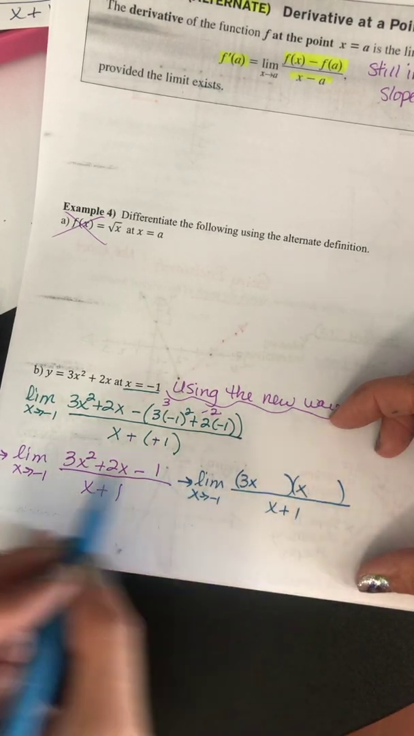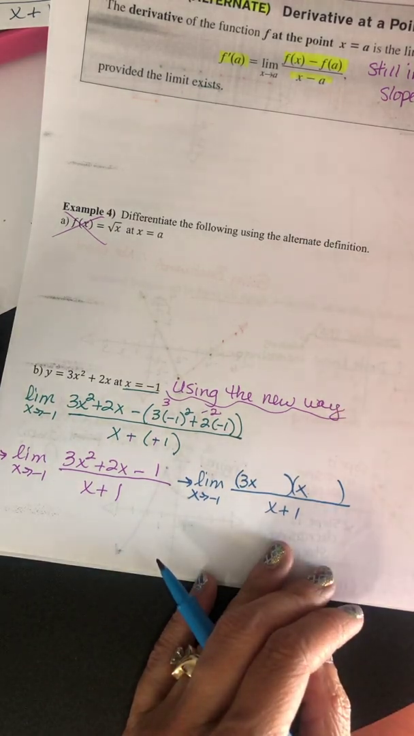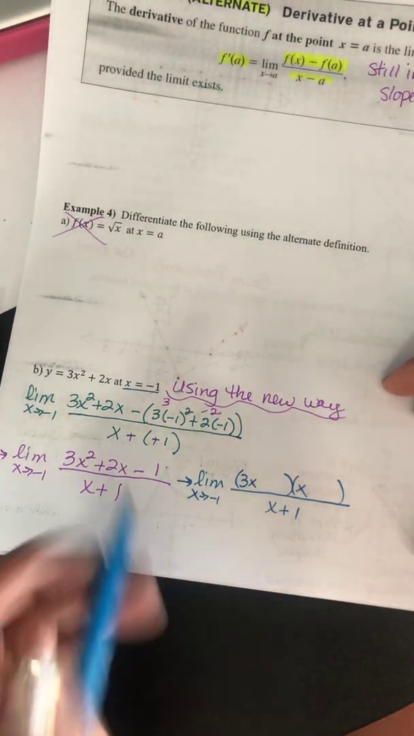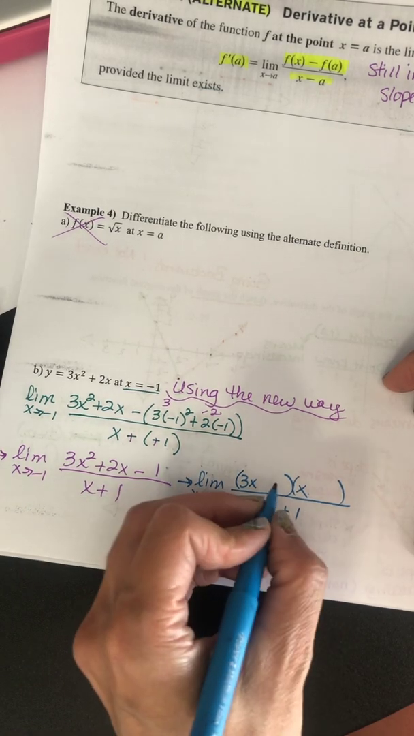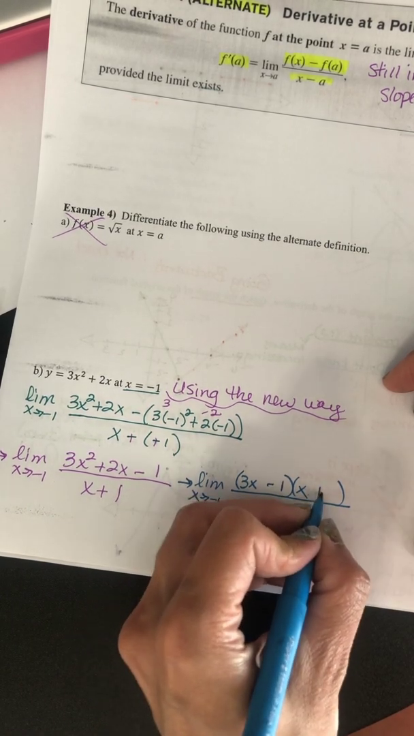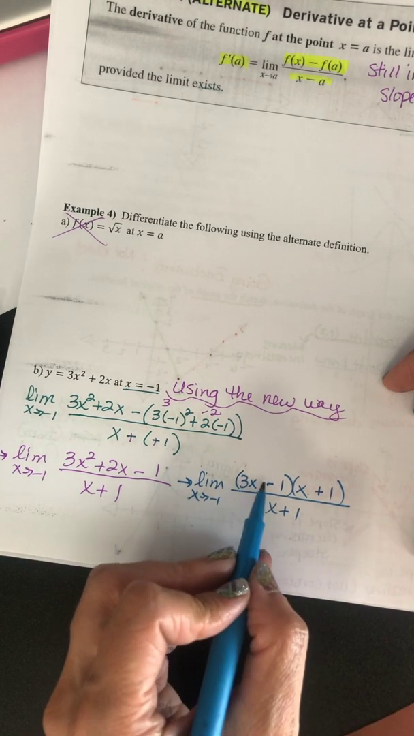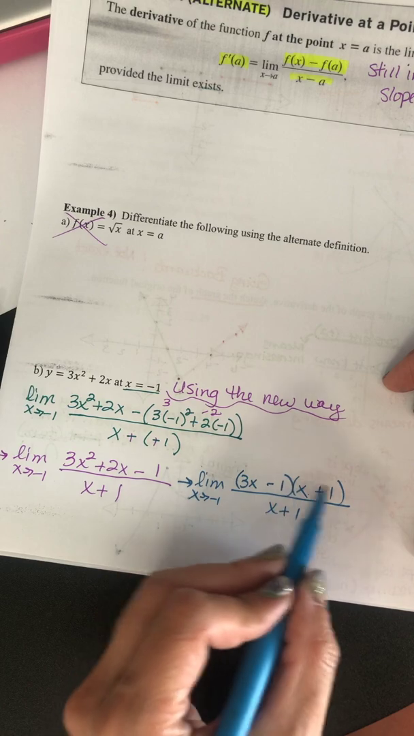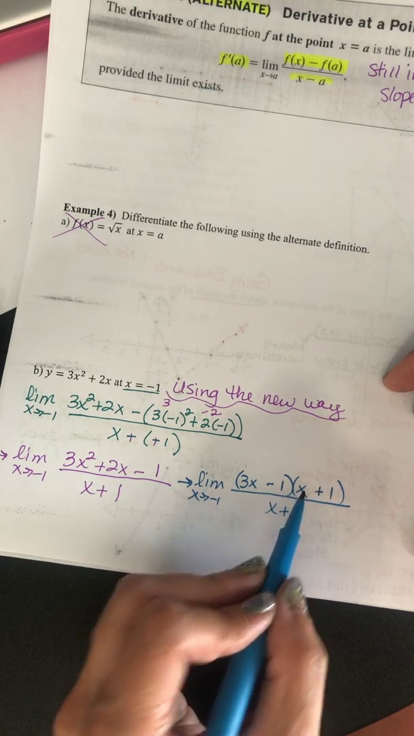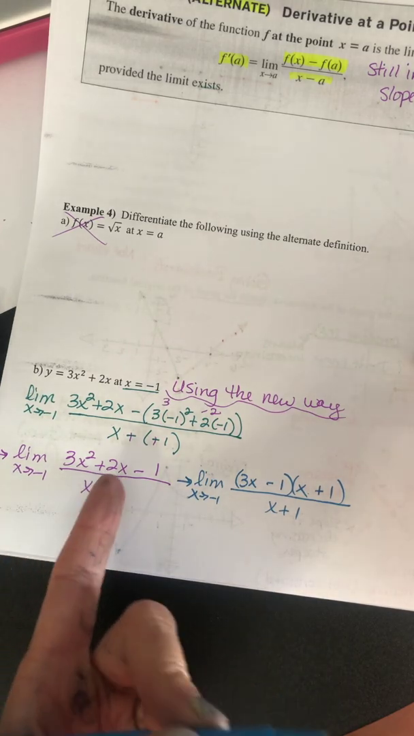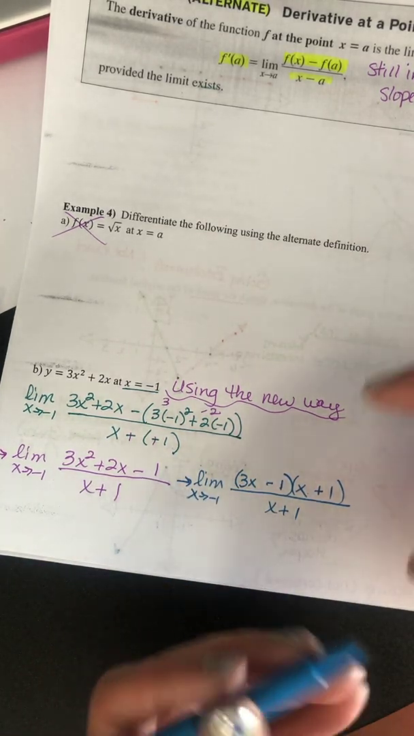So 3x times x will give us that 3x squared. Okay, we're going to need to get a negative 1 product. So that means that one of these must be negative and one of these must be positive to get that negative 1 product. So let's check it out. 3x times x is 3x squared. 3x times 1 is 3x. Negative 1 times x is negative 1x. And then remember, 3x minus 1x is a 2x. And the negative 1 times 1 is negative 1. So it checks out.